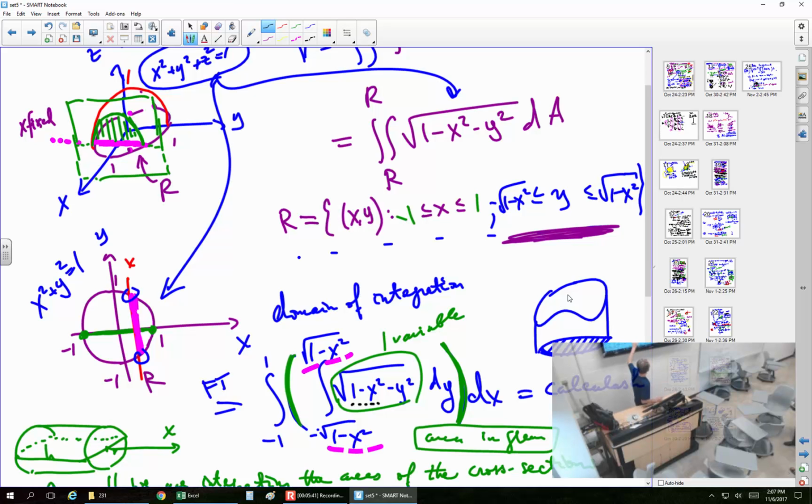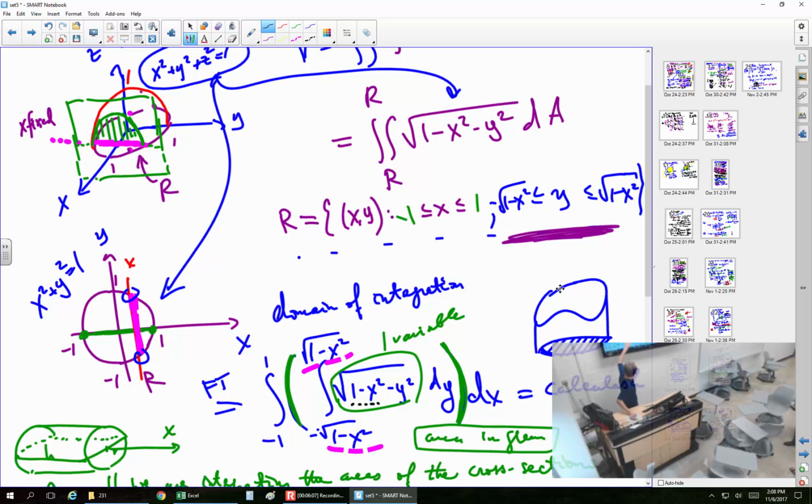And once again, x is natural. There is no restriction on the value of x, because we treat x as if it is an independent variable. And y depends on x. That picture on the left gives us that dependence. So the limits of x are just two numbers, and the limits of y depend on x.